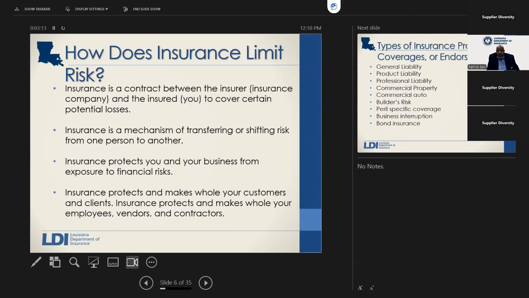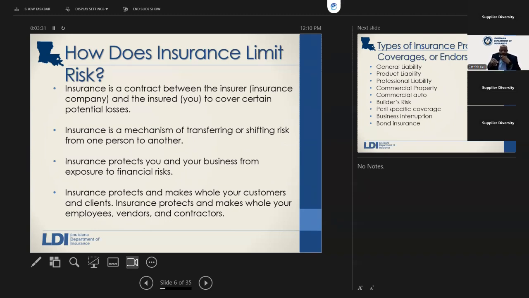So, how does insurance limit risk? First of all, insurance is a contract between the insurer, which is the insurance company, and the insured, which is you, to cover certain potential losses. Insurance is a mechanism of transferring or shifting risk from one person to another.